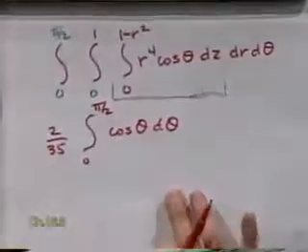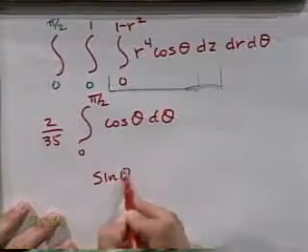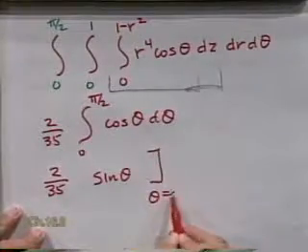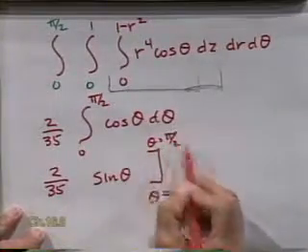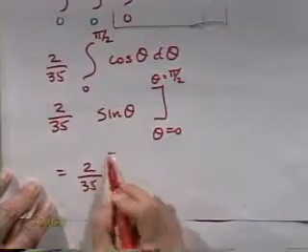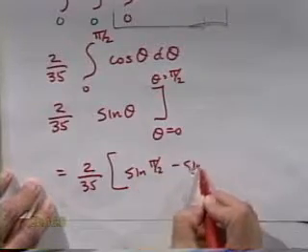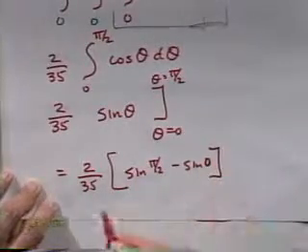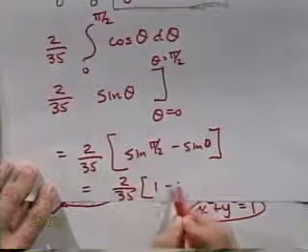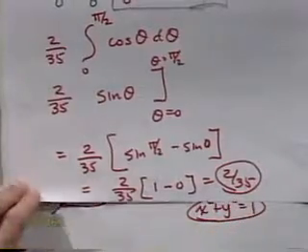And let's see, the function that I know that has a derivative of cosine is sine. And bring 2 over 35 along for the ride. And we're going from theta equals 0 to theta equals pi over 2. So this will equal 2 over 35 times sine of pi over 2 minus sine of 0, which gives me 2 over 35. Sine of pi over 2 is 1, sine of 0 is 0. So the final answer is 2 over 35.